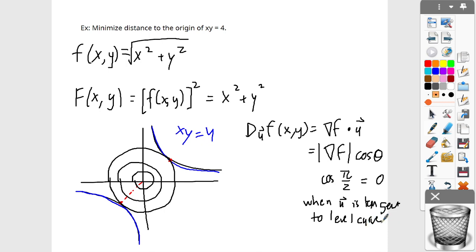So what if the direction is normal to the level curve? If the direction is normal to the level curve, then it won't be that anymore. Then we are moving in the direction either of fastest increase or fastest decrease. If you want to minimize something, you have to move in the direction of fastest decrease. And if you want to maximize something, better be in the direction of fastest increase, right?